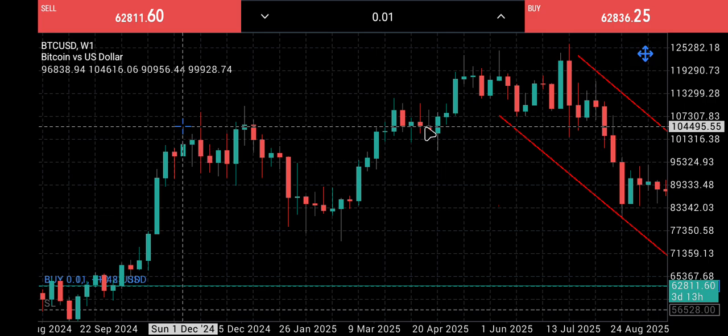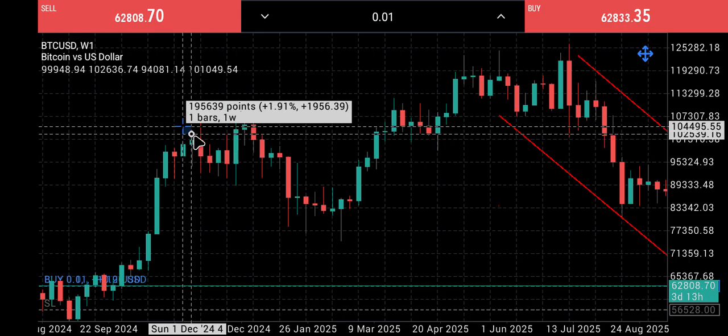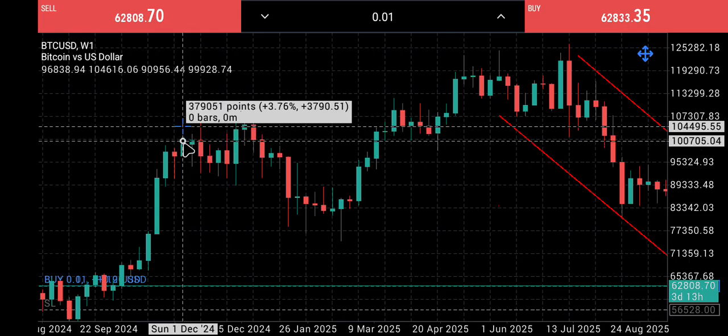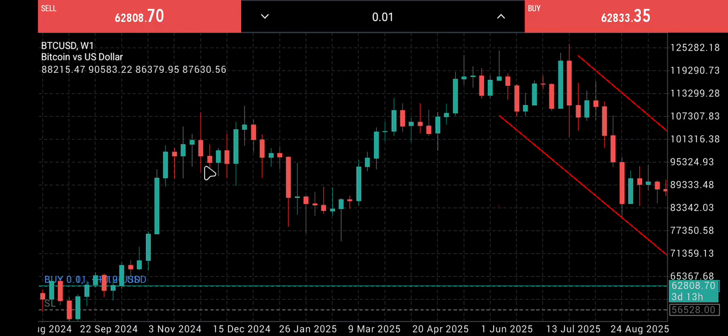Then what was the price then? The price was 104,495.55. So then the price was again rejected. The sellers then came in and pushed this price up to this area. You see, up to this area. So guys, as you can see, this candle is looking like we have a balance in the price formation of it.